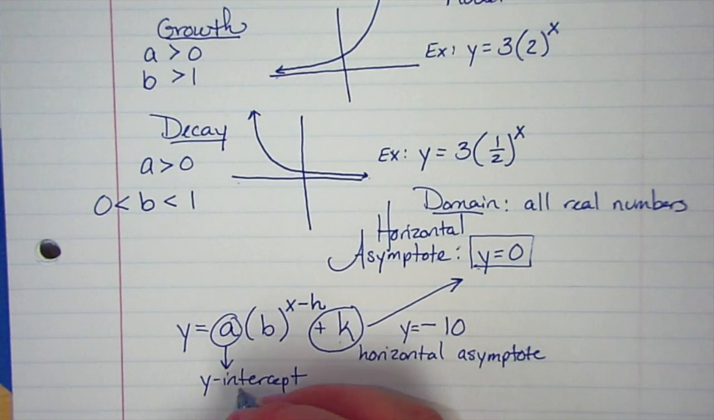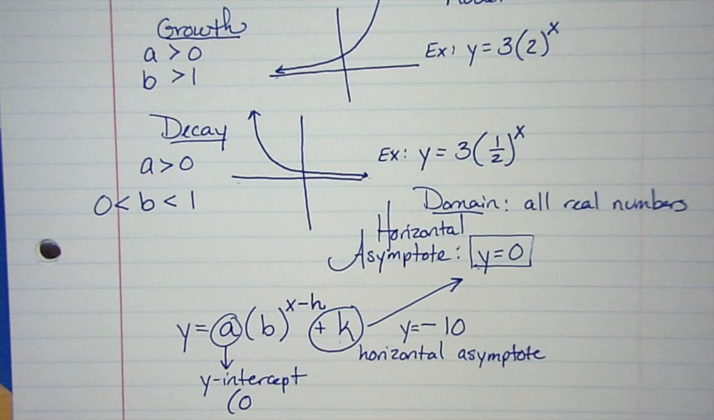The y-intercept is always going to have an x coordinate of 0. And then A is going to be our y-intercept. Very exciting. So you can always just pull A right out of the equation, and that's always going to be the y-coordinate of your y-intercept.